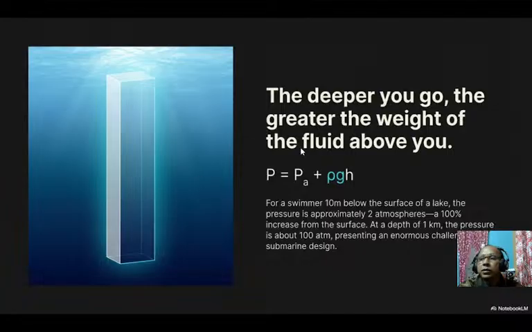Now we will find that the deeper you go, the greater the weight of the fluid above you. P is equal to Pa plus rho gh. For a swimmer 10 meters below the surface of a lake, the pressure is approximately 2 atmospheres, a 100% increase from the surface. At a depth of 1 kilometer, the pressure is about 100 atm, presenting an enormous challenge for submarine design.